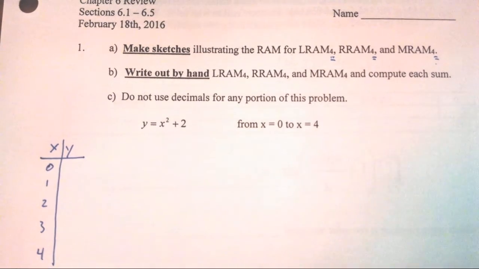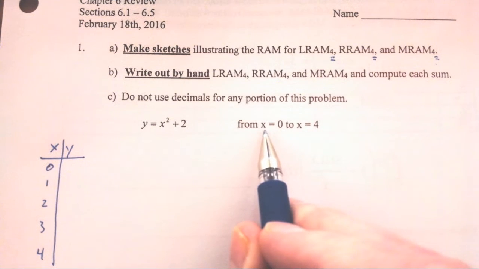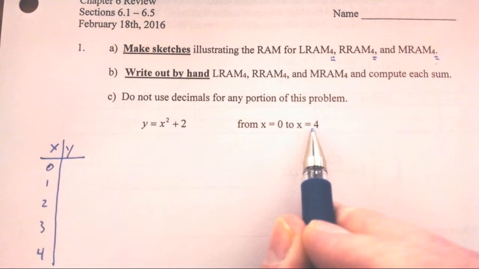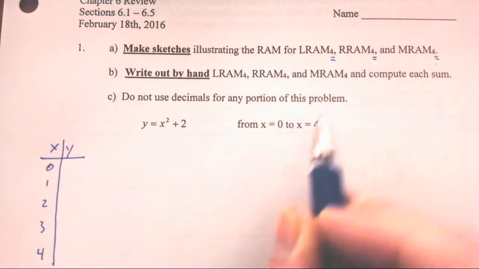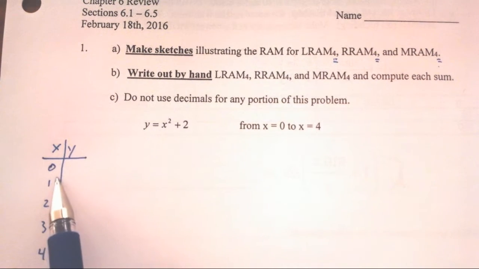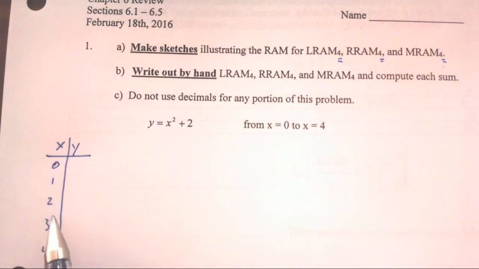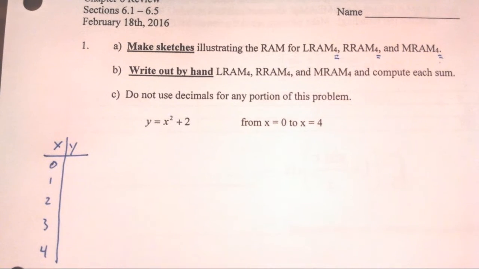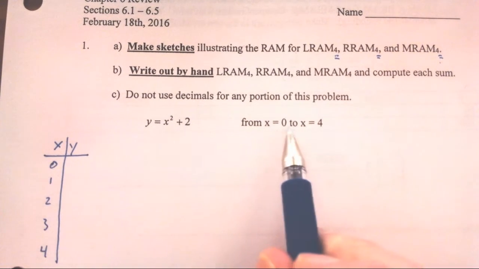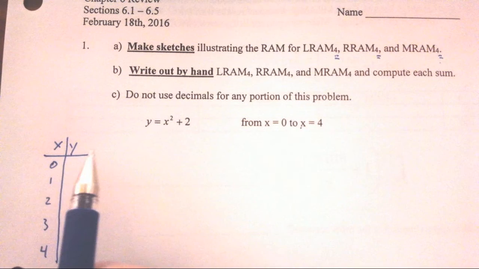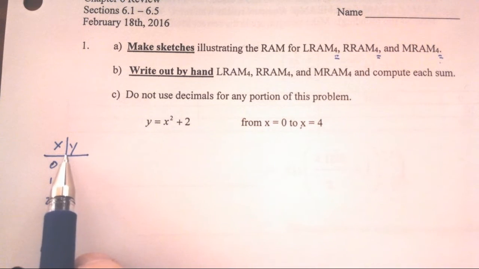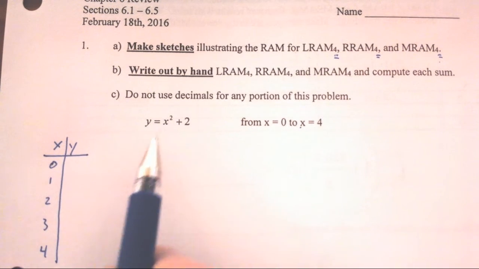going 4 partitions, which is very convenient because we're going from 0 to 4. Had we been going 0 to 2 with 4 partitions, I would have set up my T-chart to be 0, 1/2, 1, 1.5, 2, but nice convenient partitions on the integer. So let's go ahead and complete this T-chart, and then we'll get some graphs set up for it.